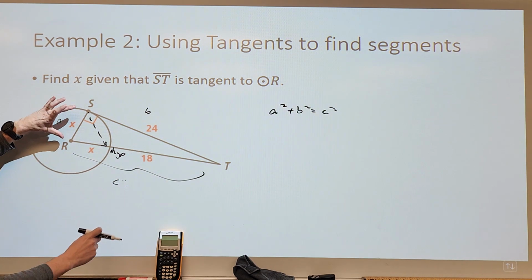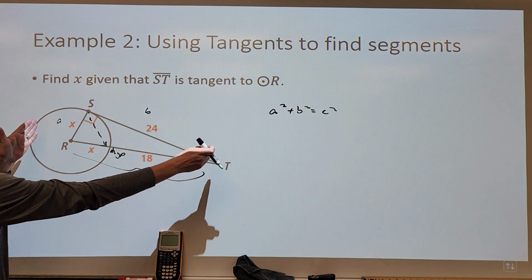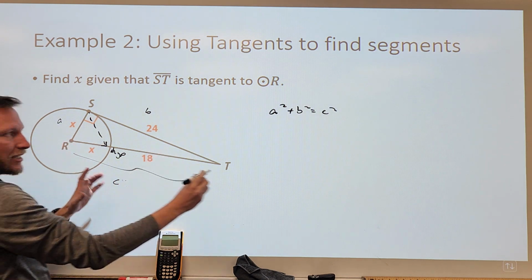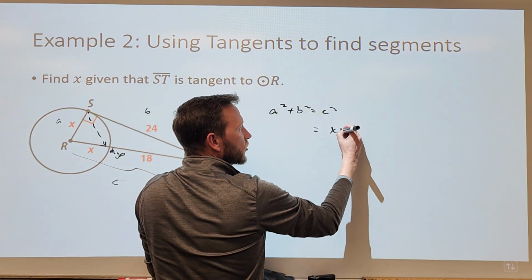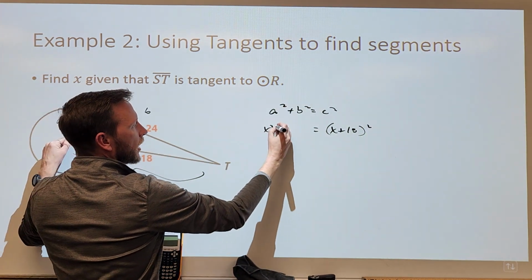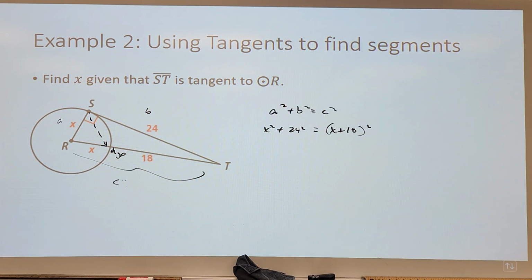And here's the interesting thing. I know that the radius is x. So this distance is x, this distance is x. But this whole hypotenuse is x plus 18. So the whole hypotenuse is x plus 18, and that's what I've got to square. A is going to be x, B is going to be 24. And we're going to get to do a little bit of work here in the calculator.